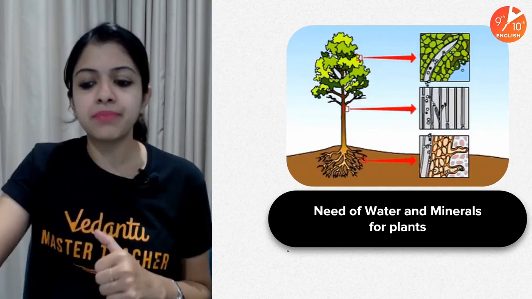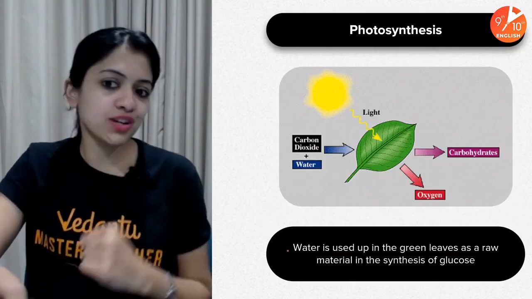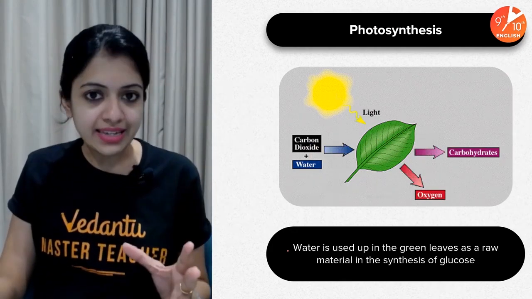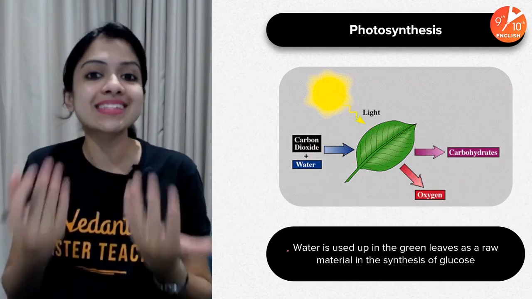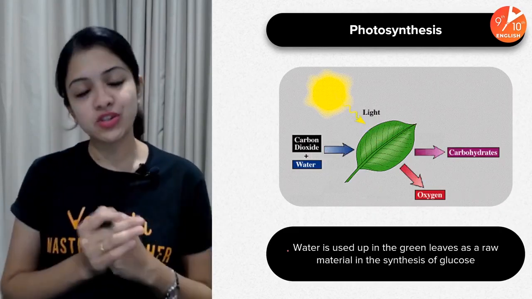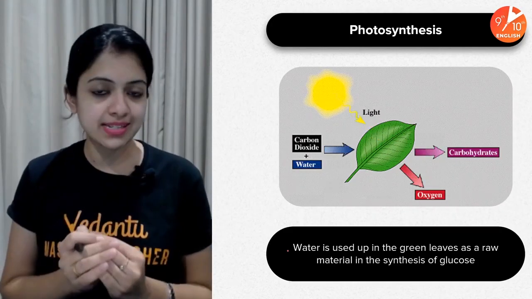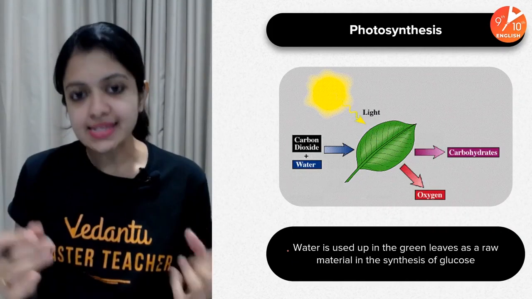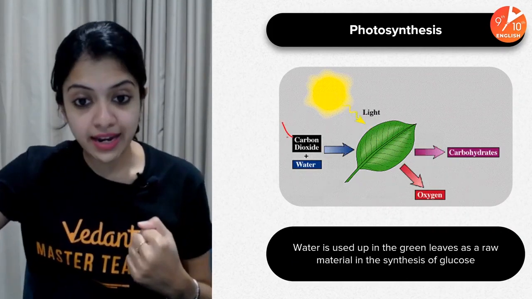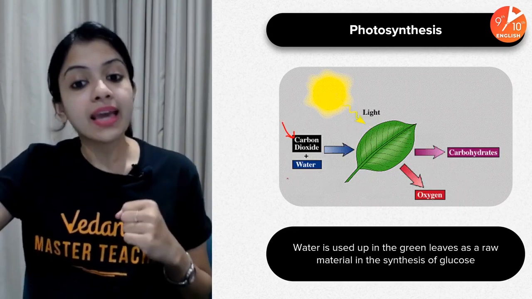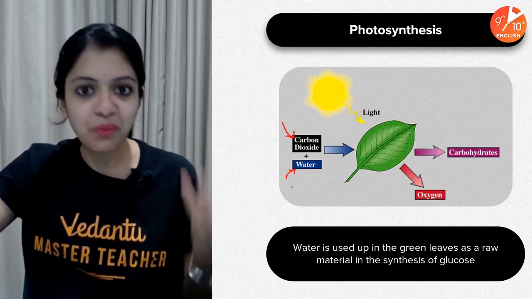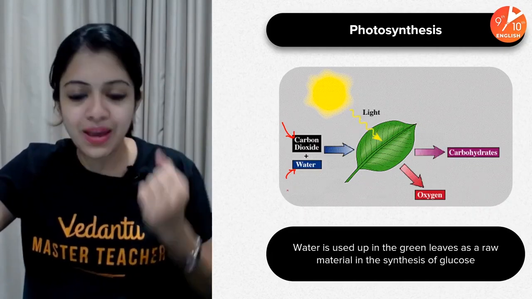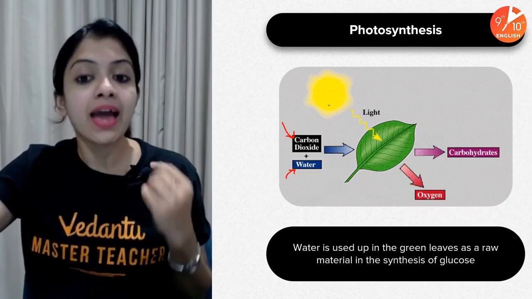Well, there can be a lot of reasons. First of all, for photosynthesis, of course, water is used up in green leaves as a raw material in the synthesis of glucose, the process which we call photosynthesis. How does photosynthesis work? The plants are able to take in carbon dioxide from the atmosphere. They combine it with water, which is the ingredient they obtain from the soil, as we have just said, with the help of the root system.